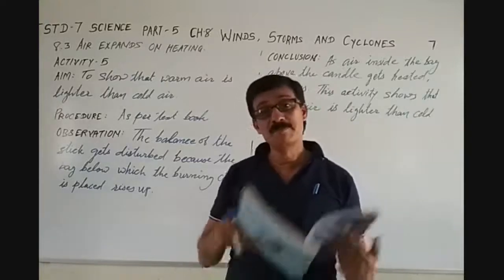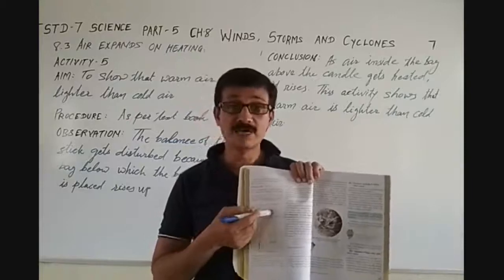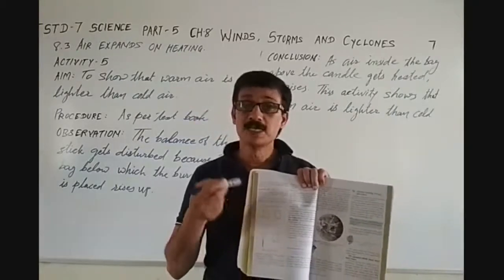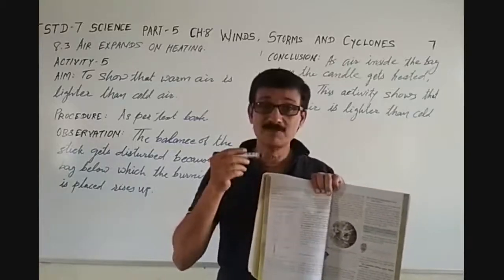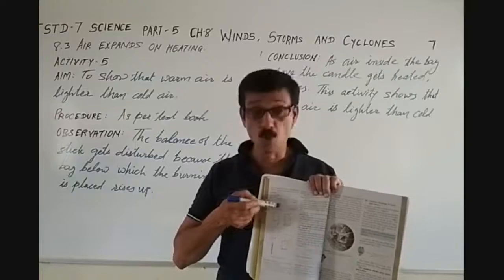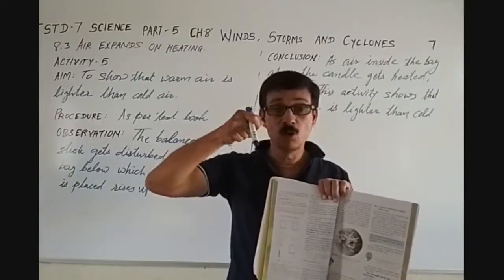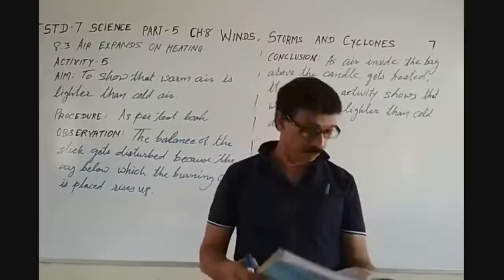Now look into the figure 8.7. See, you can see 2 inverted bags are there. We tie up at the end of the stick. In the middle, we tie a piece of the thread. Now you have to hold this with this thread. Hold the thread and balance this. Okay.